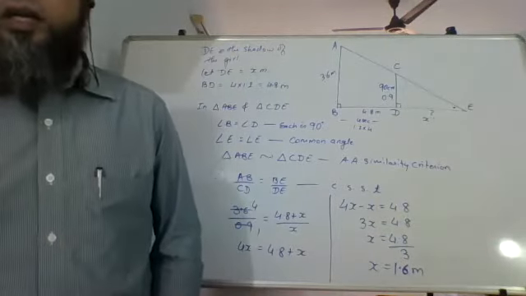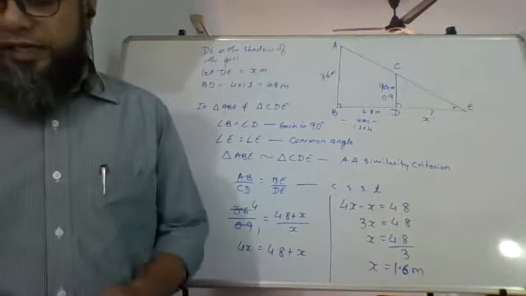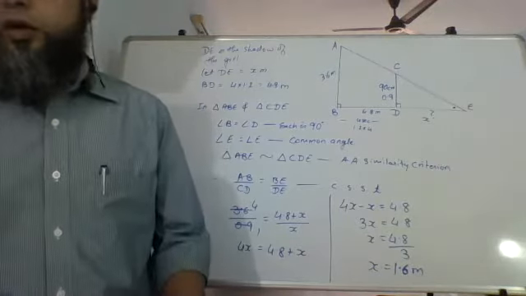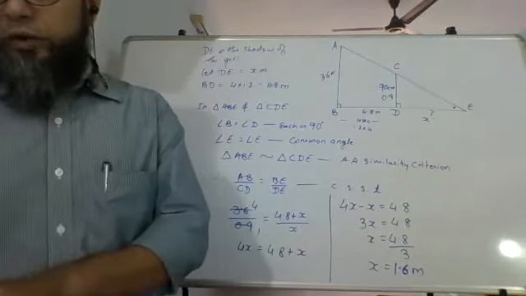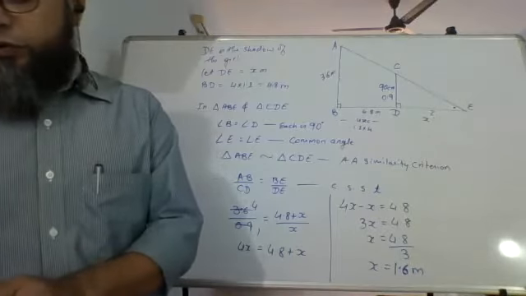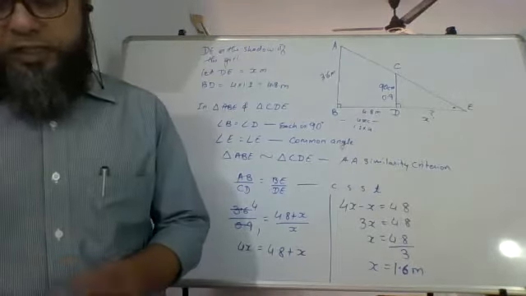So the shadow of the girl after walking for 4 seconds is 1.6 meters long.